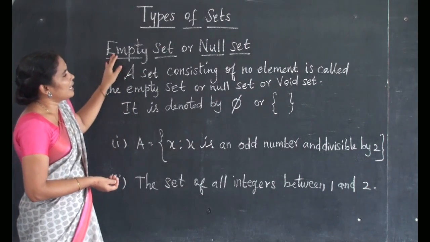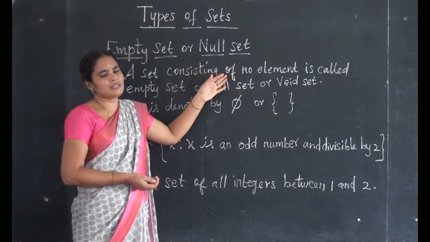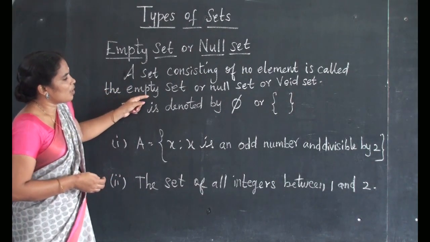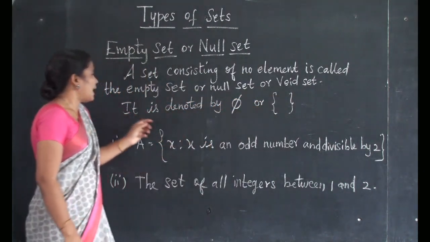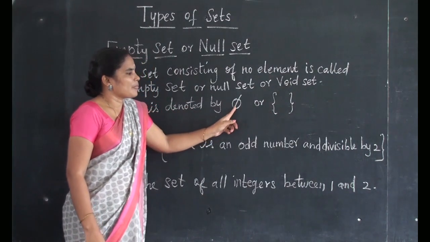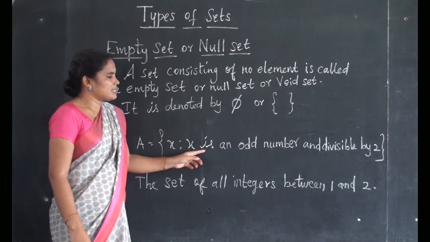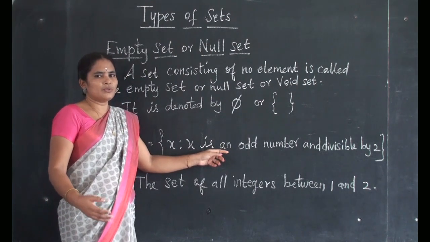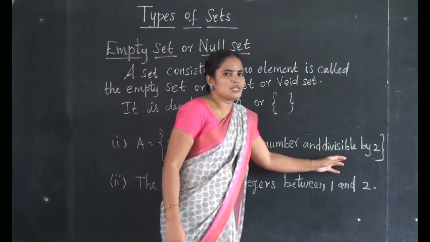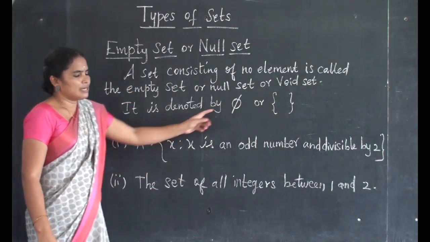We call the empty set a null set. An empty set is a set that consists of no elements, that is, no element between the curly brackets. It is called the empty set or null set or void set, and it is denoted by a special symbol. For example, if A = {x such that x is an odd number and it is divisible by 2}, odd numbers are 1, 3, 5, 7, 9, isn't it? Is it possible? No. So, A is equal to the null set.